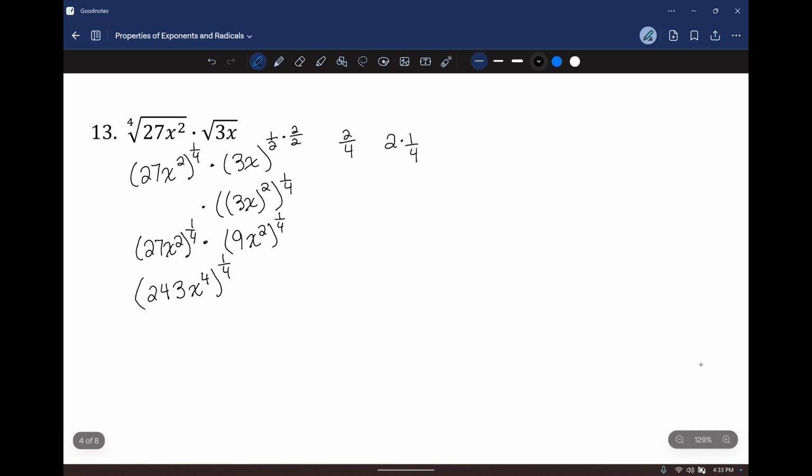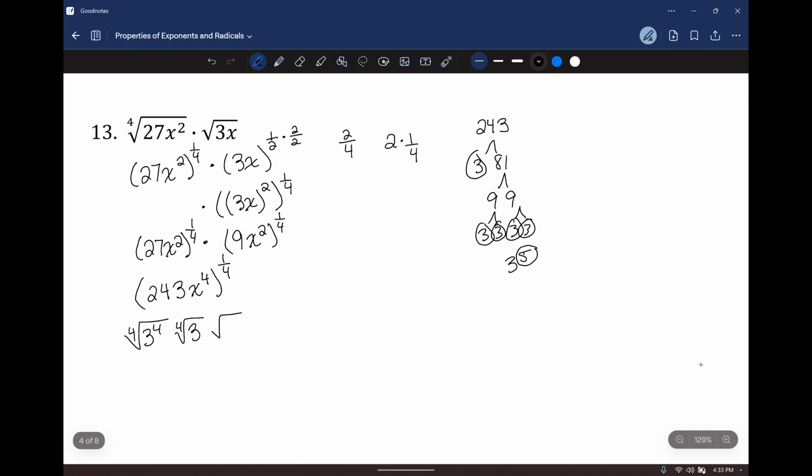Now I do need to do a factor tree for that 243. 243 is 3 times 81. 81 is 9 times 9. 9 is 3 and 3, and 3 and 3. So I have 3 to the 5th. For this fourth root, I'm going to need 4 of these 3's. 5 divided by 4 leaves me with one of the 3's left over.